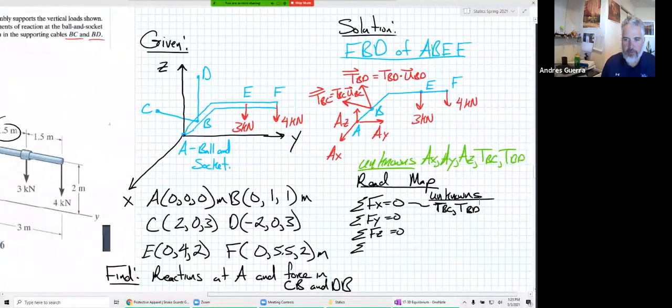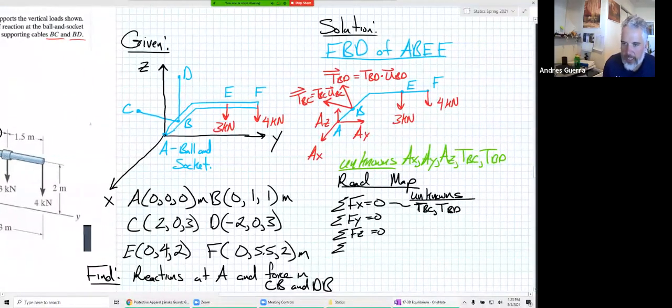And then let me finish this equation. I see Kaylee has suggested also that AX is going to be an unknown. So that's all of our unknowns in that sum of forces in the X equation.